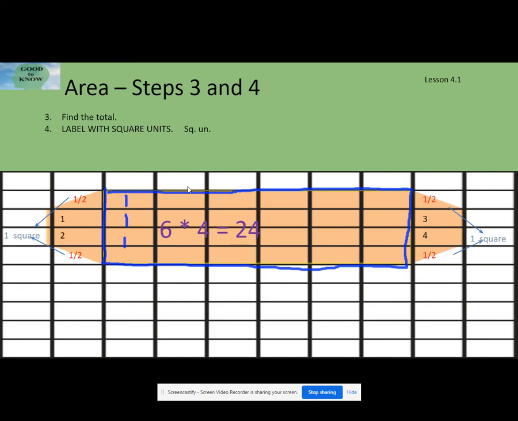All right, so when I look at finding the total area here, labeling with square units, I'm going to take my 24, which is in my rectangle, add in 1, 2, 3, 4. That's where this 4 comes from. And then my 2, which came from halves. I end up with 30 square units.